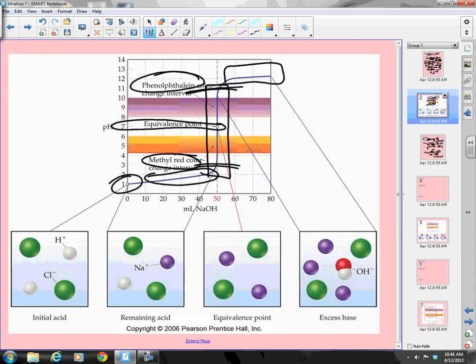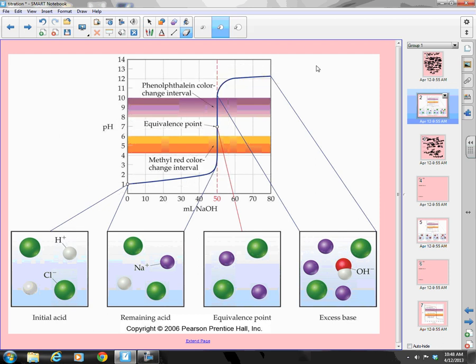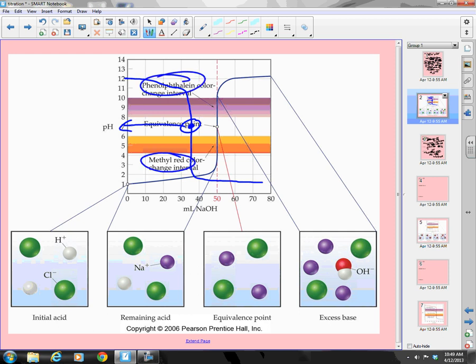The curve is essentially the opposite of what we have here. We're going to start off high, and we're going to have a slow downward slope for a while, and then voink, like that, and then like that. And my equivalence point is still going to be 7, and really phenolphthalein and methyl red should both be good indicators for you.